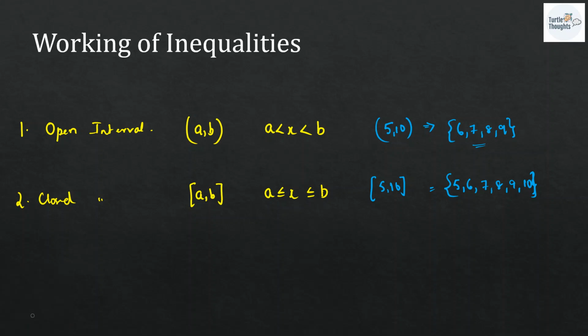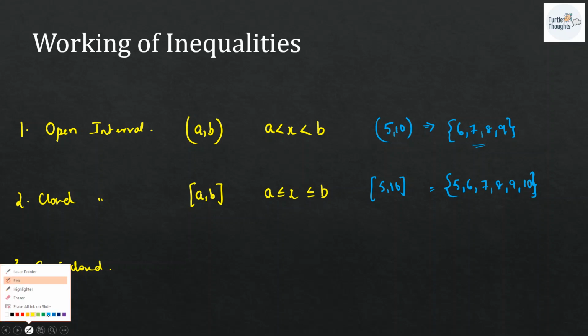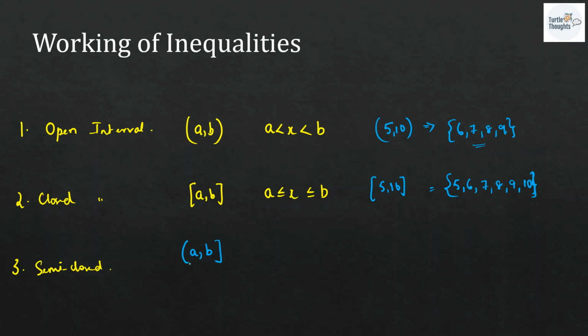Coming to semi-closed, we have three types, or rather two types. Semi-closed or semi-open, both are one and the same. Here I can have it starting as an open interval with a and ending as a closed interval. Either I can have it this way, or it can start with the closed interval and end with the open interval. So what does this mean? This would mean that I can take a value of x which is greater than a, but it should be less than or equal to b. In this case, I can take a value of x which is greater than or equal to a, but it should always be less than b.